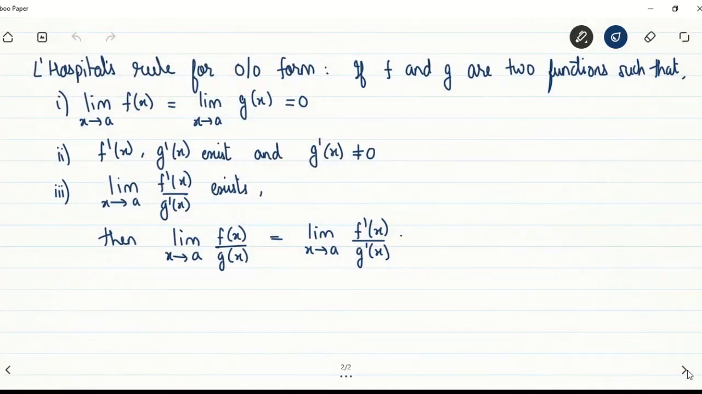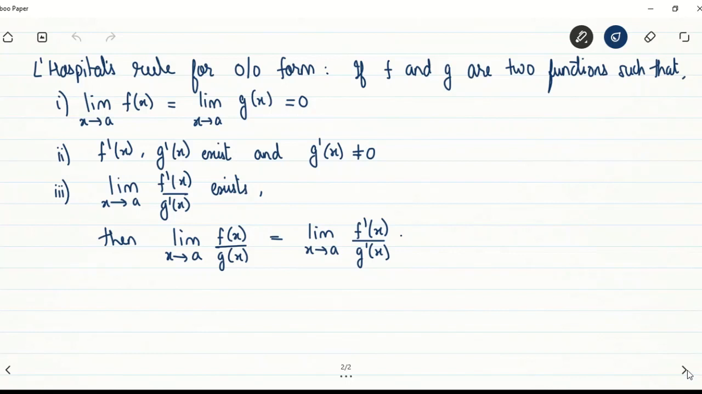So what is L'Hospital's rule? We will define the L'Hospital's rule by the 0 by 0 form. We will later see that all these indeterminate forms can be converted to the 0 by 0 form. So we will first study what is the L'Hospital's rule for the 0 by 0 form.